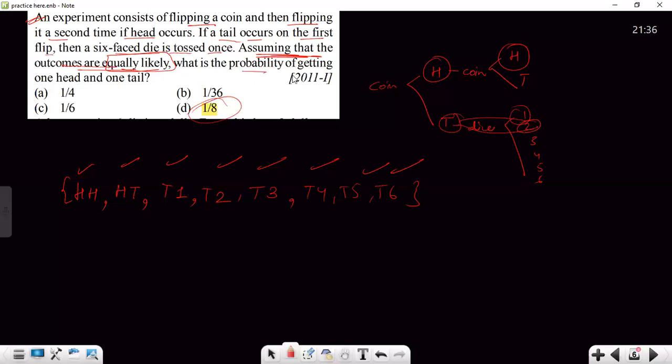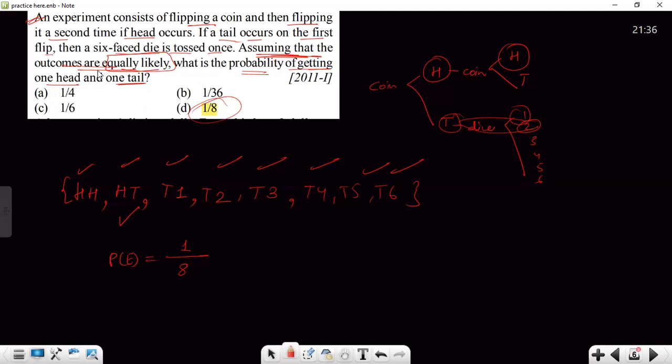So now we have to find out the probability of getting one head and one tail. So one head and one tail is here and nowhere else. Only one case is there out of eight sample points. So that becomes a probability of 1/8. Is that clear, everyone? Please reread the question.